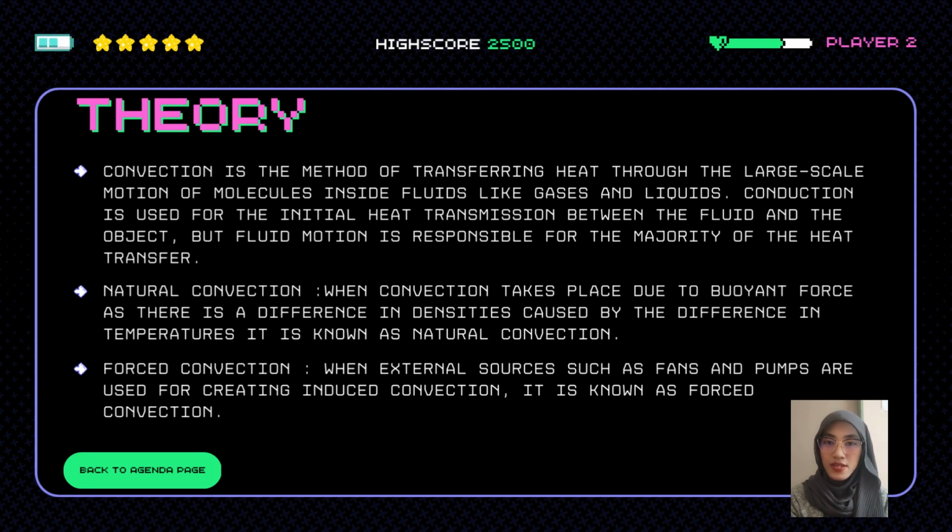Natural convection is when convection takes place due to a buoyant force, as there are differences in density caused by the difference in temperature. When external sources such as fans and pumps are used for creating induced convection, it is known as forced convection.